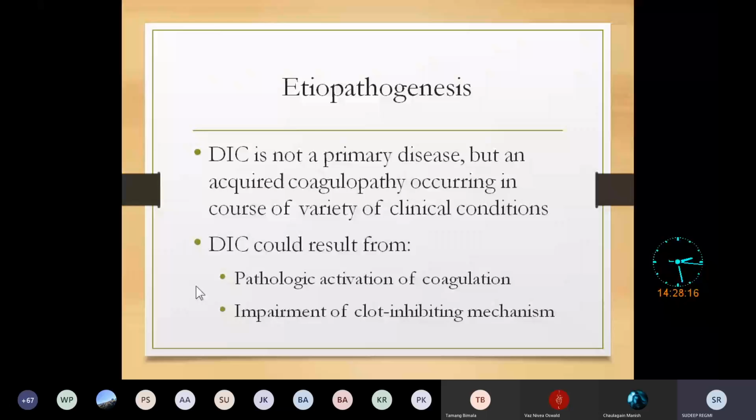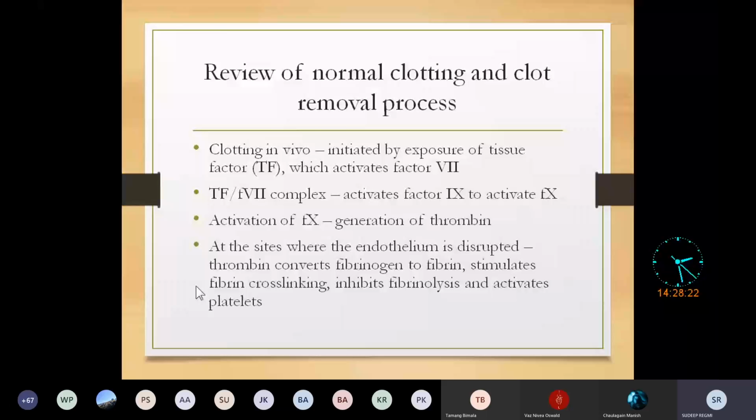So for knowing DIC, I again would like to take you back to the normal hemostasis with a review of normal clotting and clot removal process. Just briefly, the clotting in vivo is initiated by exposure to the tissue factor. If you remember the right side of the clotting cascade, there is the extrinsic pathway leading to the common pathway. So in the extrinsic pathway, there is activation of the factor 7 and is initiated by the exposure of the tissue factor.